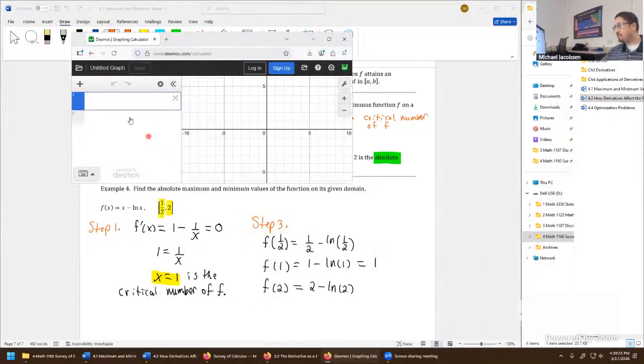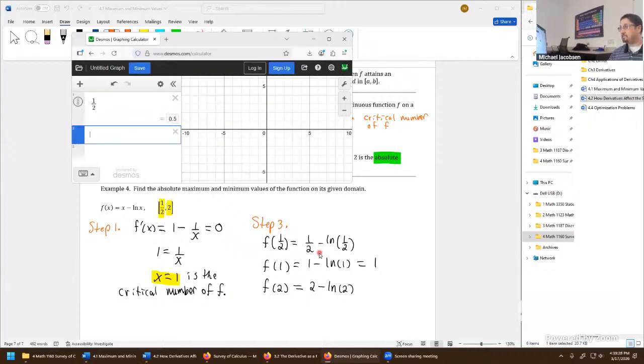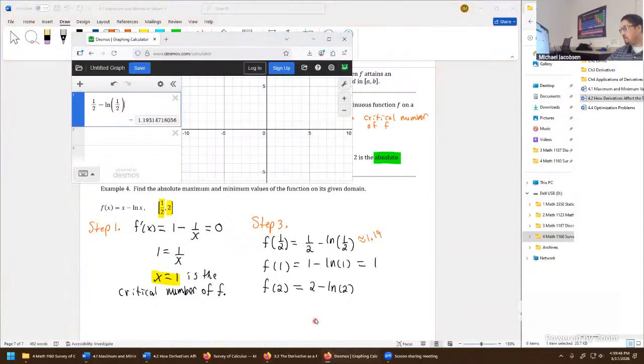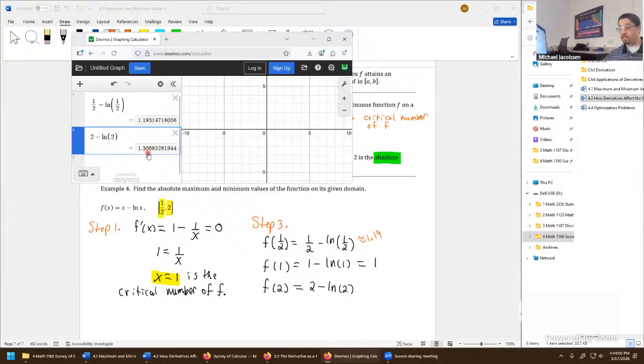Okay, finally, we've got a calculator. So f at 1/2 came out as 1/2 minus natural log 1/2. So this one is at about 1.19, I'll approximate it to. Now, next one, 2 minus natural log 2. Notice these are hard to tell which one's larger, which one's smaller, unless you do more algebra or just put them into the calculator. So 2 minus natural log 2 is in fact bigger. This one is 1.31 approximated.